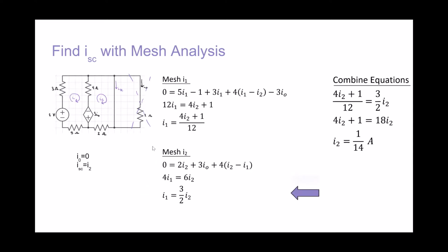Now that you have these two equations for I1, you can equate them to each other to solve for I2. Again, to get from the first equation to the second, you get a denominator of 12 on both sides, and simple algebra gives you I2 equal to 1 over 14 amps. This is important because you want the ISC, and ISC is equal to I2.